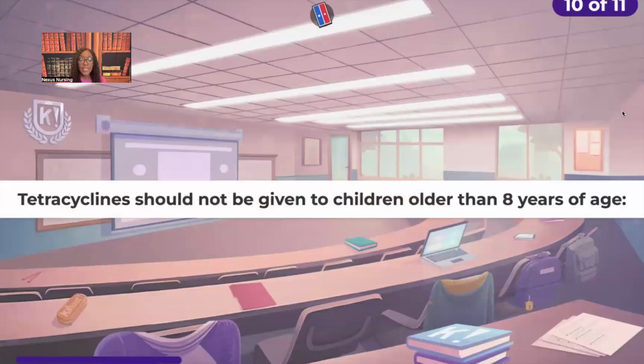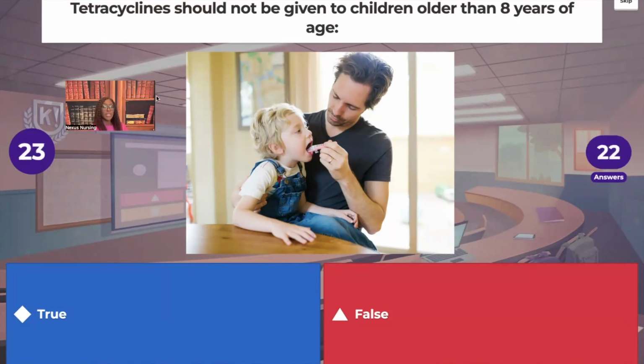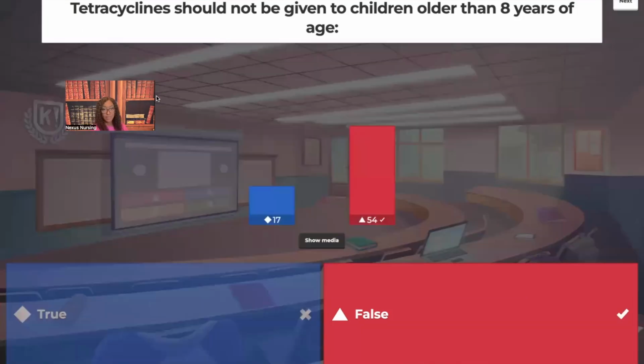True or false? Tetracyclines should not be given to children older than 8 years of age. Is this true or is this false? Tetracyclines should not be given to children older than 8 years of age. True or false? Oh, I got so many of you guys. False. So many of you guys said true.